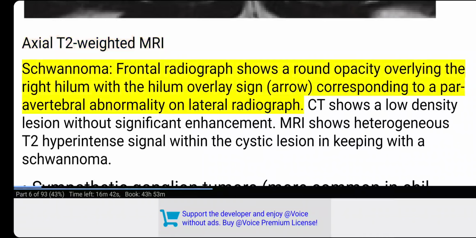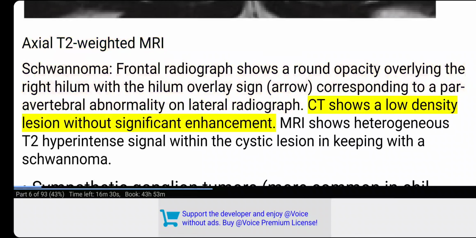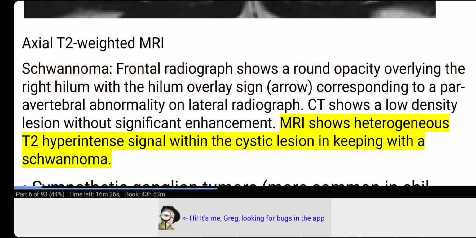Frontal radiograph shows a round opacity overlying the right hilum with the hilum overlay sign, arrow, corresponding to a paravertebral abnormality on lateral radiograph. CT shows a low-density lesion without significant enhancement. MRI shows heterogeneous T2 hyperintense signal within the cystic lesion in keeping with a schwannoma.